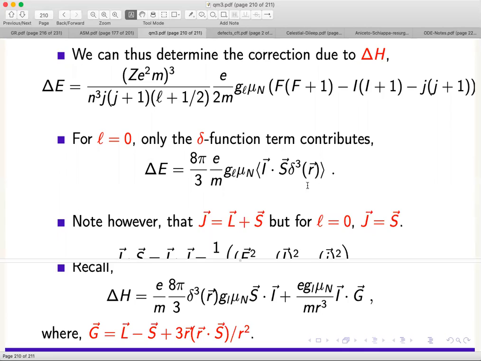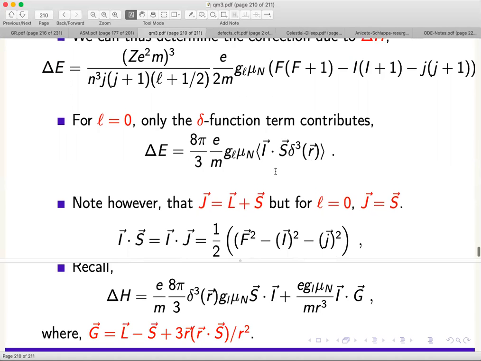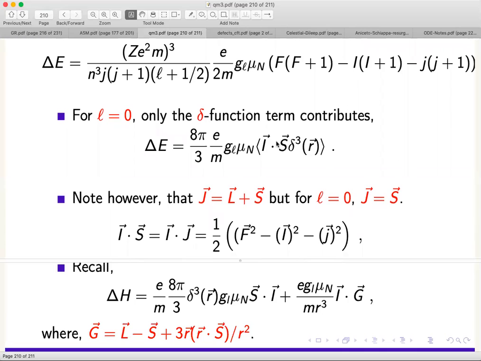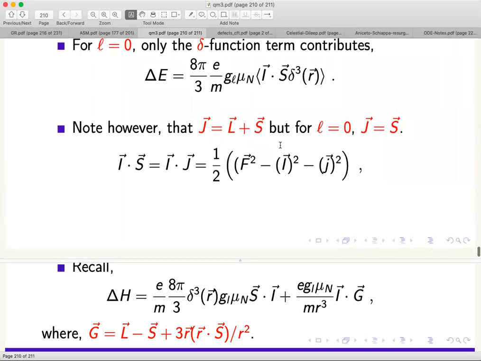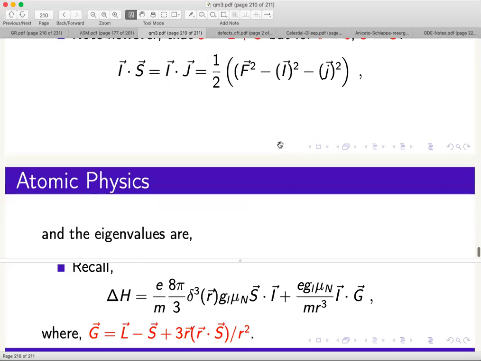Only in the L equals 0 case will the radial part of the wave function click. So therefore you can happily replace S by J. And once you write down this expression as I dot J, then you know what to do. Namely, you replace that by half of F squared minus I squared minus J squared, and plug in the eigenvalues of that. Which is a kind of straightforward thing to do now, right?